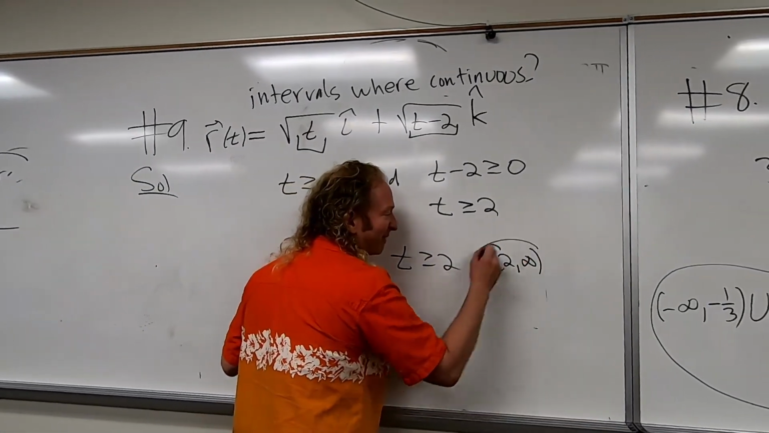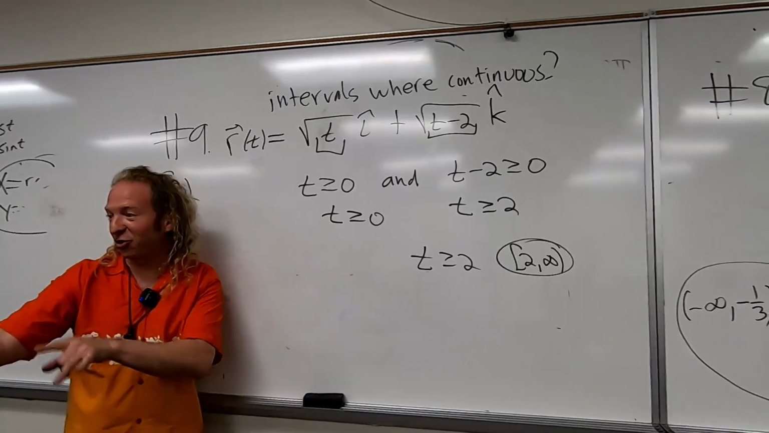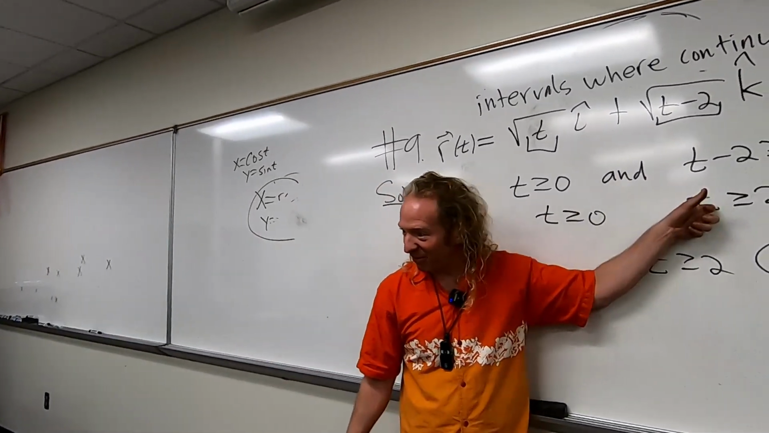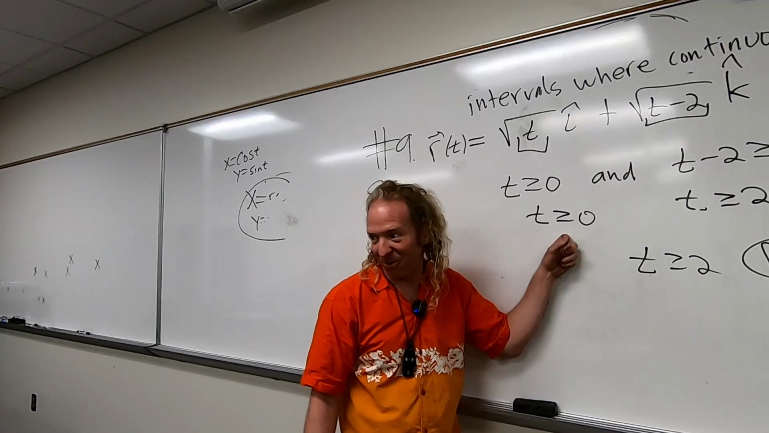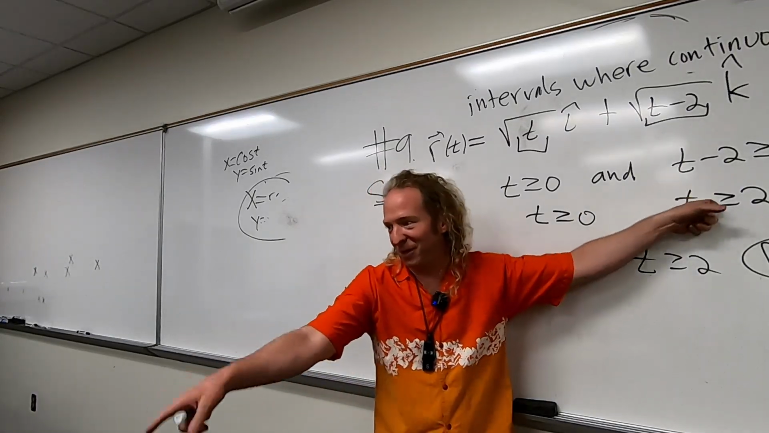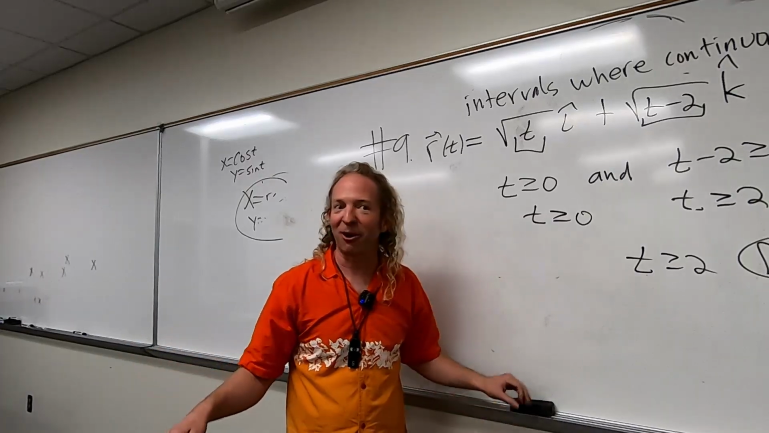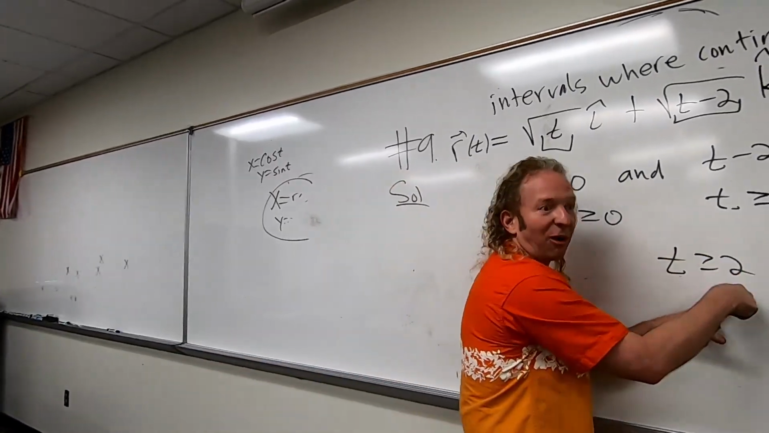I'll say it again, then I'll show you the work. I know it's hard. So t is bigger than 0 and t is bigger than 2. If t is bigger than 0, it doesn't mean it's bigger than 2. But if t is bigger than 2, that means it's bigger than 0. A cheap trick that I teach in my college algebra class: always take the bigger number. Always works.